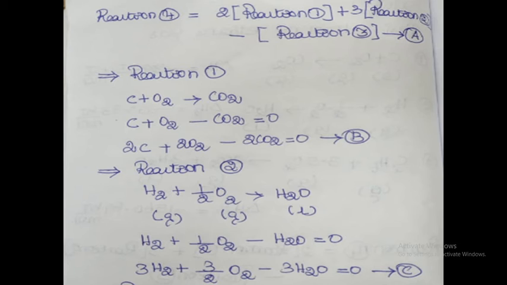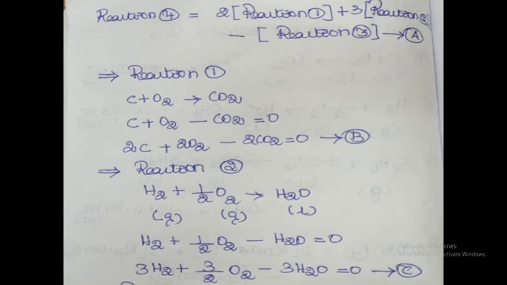Okay. From this reaction, first we are going to calculate 2 into reaction 1. So from reaction 1, which one is the reaction? C plus O2 gives CO2. So here CO2 comes to this side: C plus O2 minus CO2 equals 0. So this reaction multiplied by 2: 2C plus 2O2 minus 2CO2 equals 0. This is equation B.